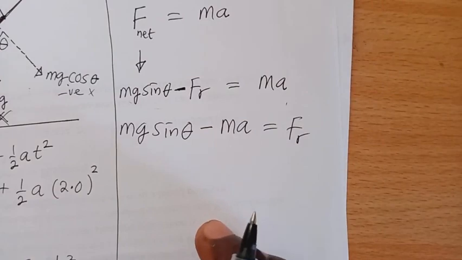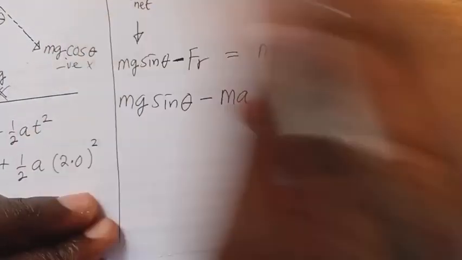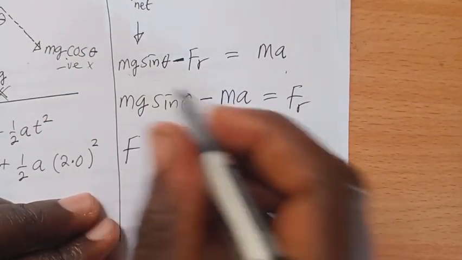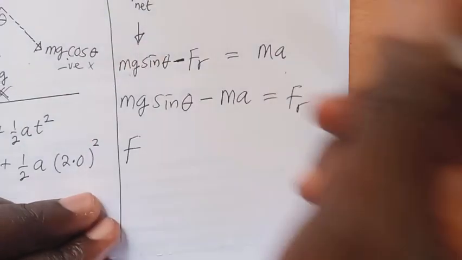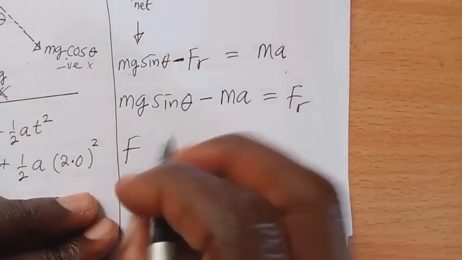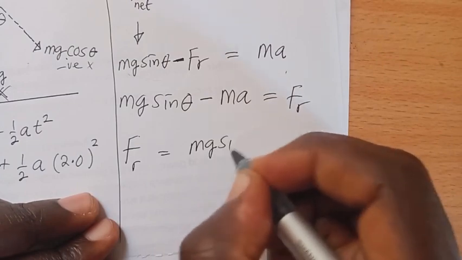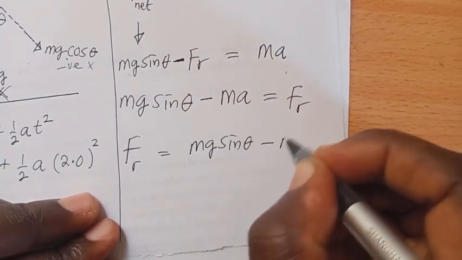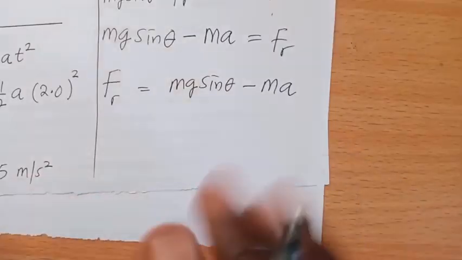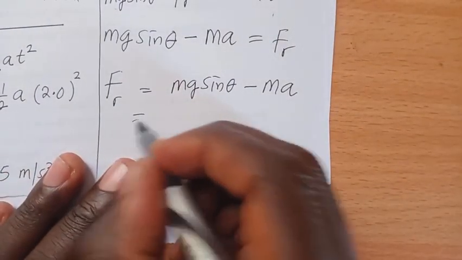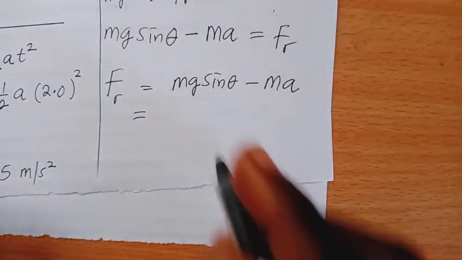If I do that, now I can interchange all of them. The expression on the left, take it to the right. The expression on the right, take it to the left. So F sub r is equal to mg sine theta minus ma. Oh, I got the formula. Now I have to make the correct substitution.